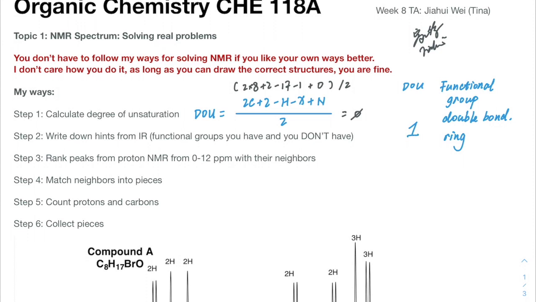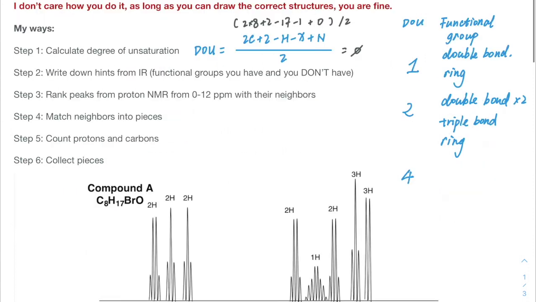For example, a double bond and a ring both have a degree of unsaturation of 1. So it would be easy to guess if we have a degree of unsaturation of 2, then it can be 2 double bonds, or 2 rings, or a triple bond, or 1 double bond and 1 ring. When you see a degree of unsaturation of 4, that's usually a benzene, which has a ring and 3 double bonds.